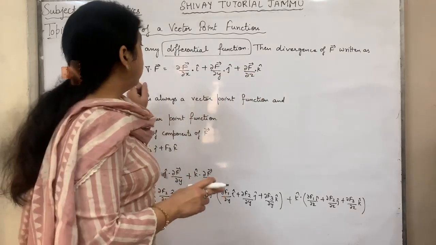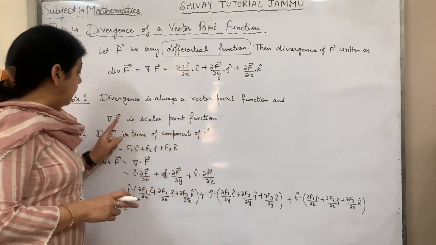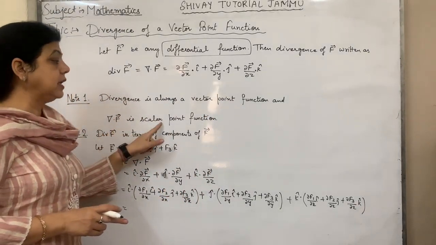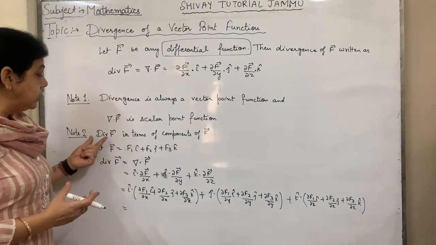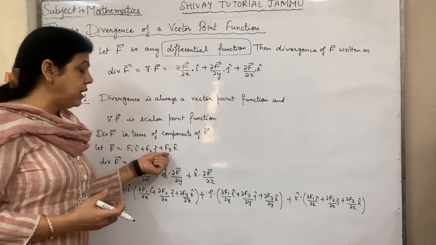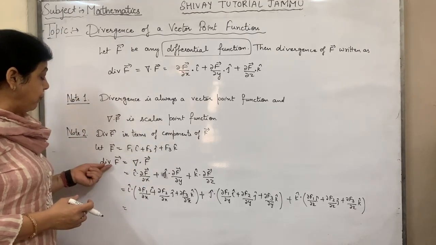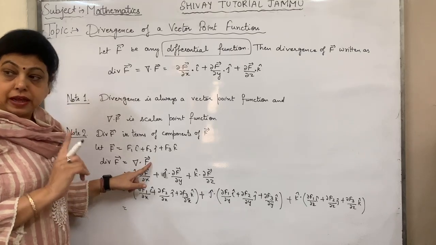Okay, clear? Divergence is always a scalar point function, and del dot f is a scalar point function. Clear? Okay. Now, how can we find the divergence of f? Let f be any function, some function with i, some with j and some with k. We have to find divergence of f, that is del dot f. This is not del f.